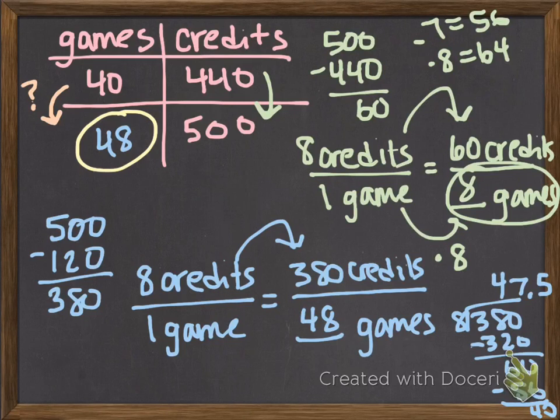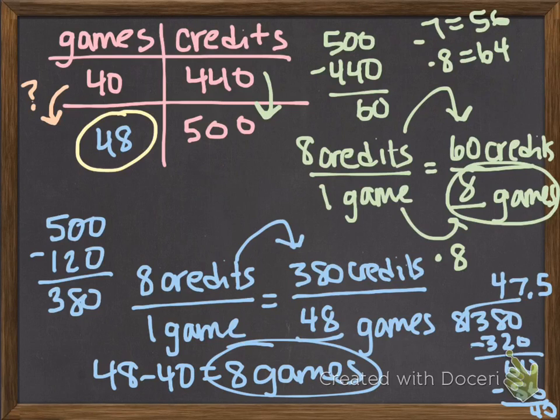That means inside this yellow square, he needs to play a total of 48 games today. We want to know how many more games. If he's already played 40, how many more games are there? So we have to take 48 minus 40, and we get 8 games. Either method gives you the same answer. It's just kind of how you think about solving the problem.